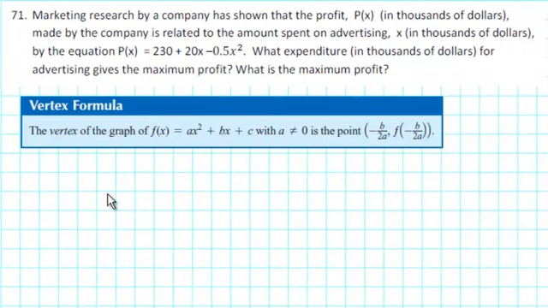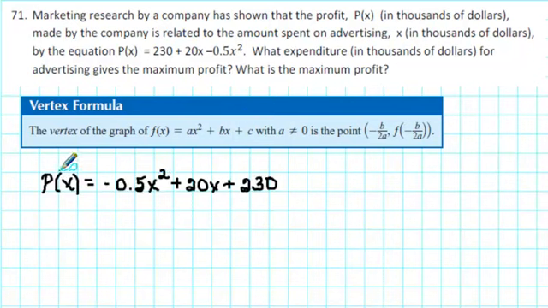The vertex formula states that the vertex of the graph of f of x is equal to ax squared plus bx plus c with a not equal to 0 is the point minus b over 2a, f of minus b over 2a. So to find the vertex, the first thing we might do would be to arrange the terms of our function so that we have the x squared term first, the x term second, and our constant term third. That gives us P of x is equal to negative 0.5x squared plus 20x plus 230.